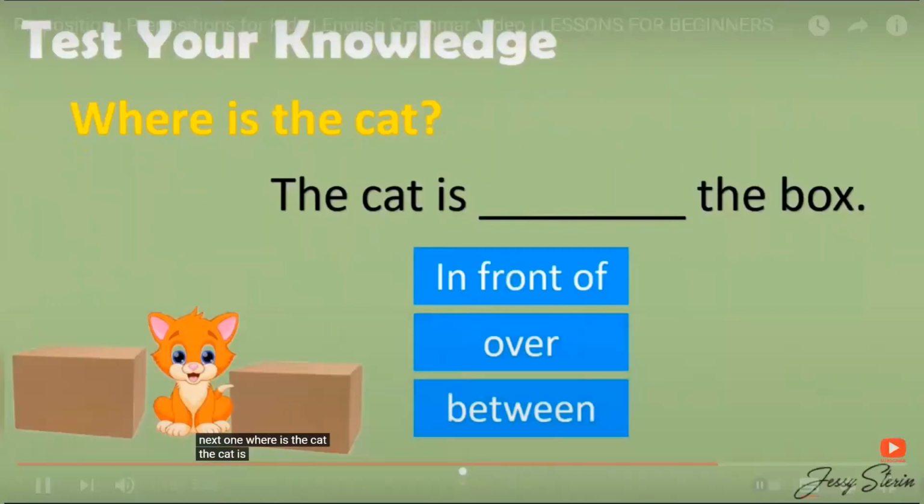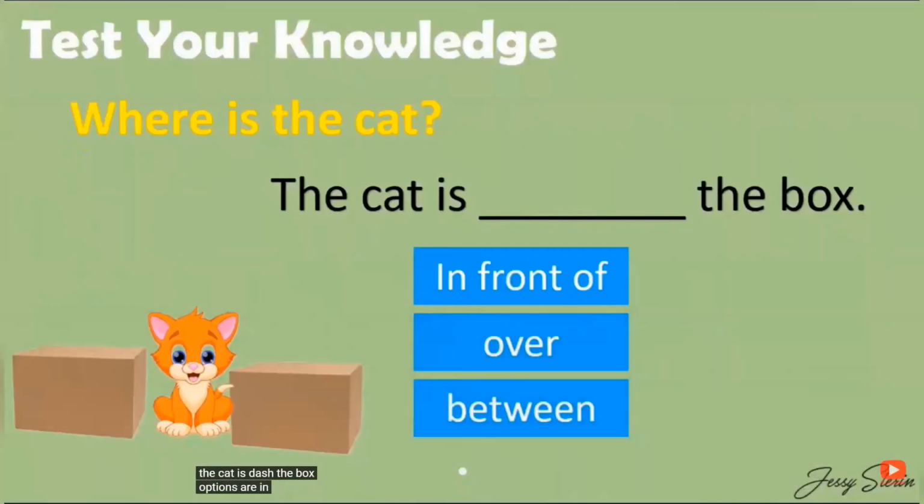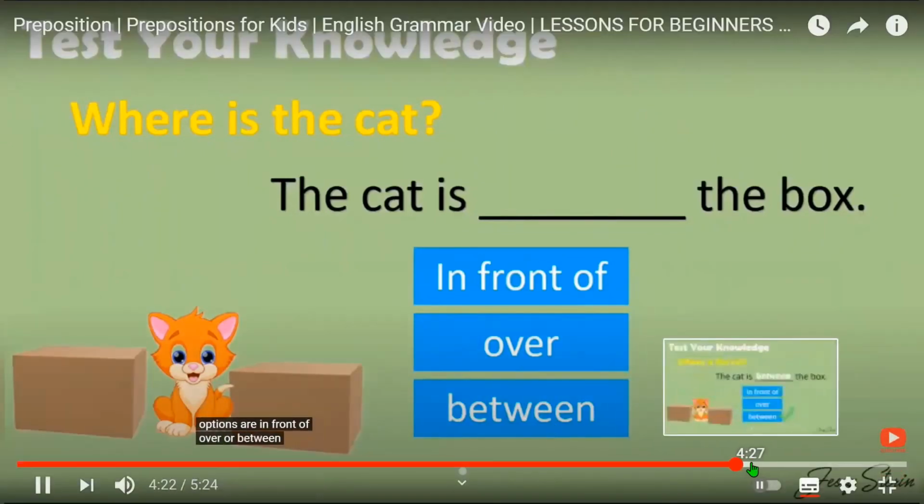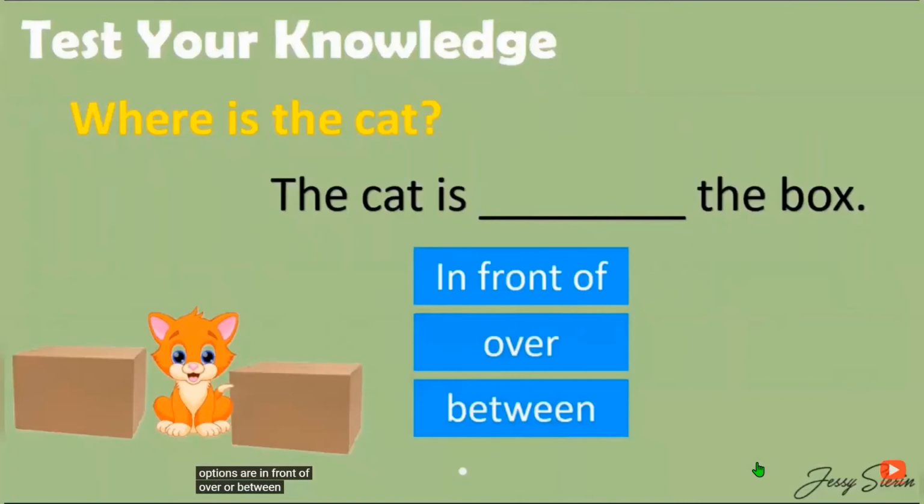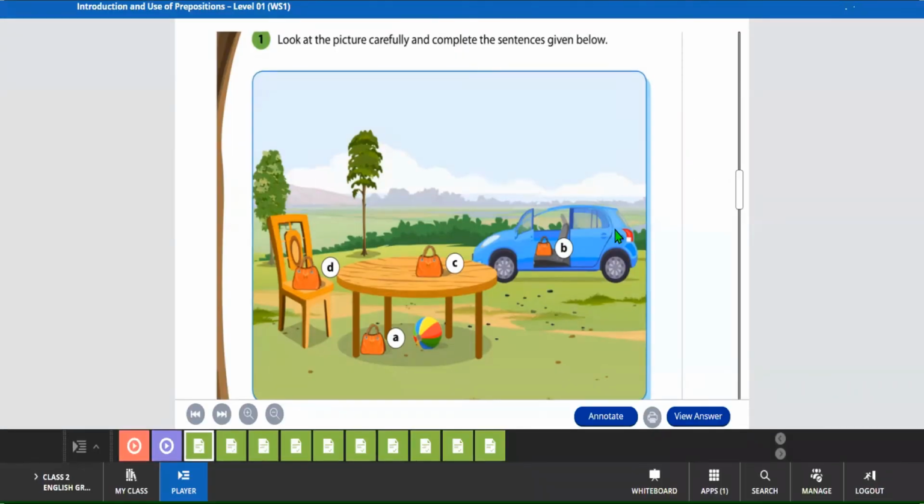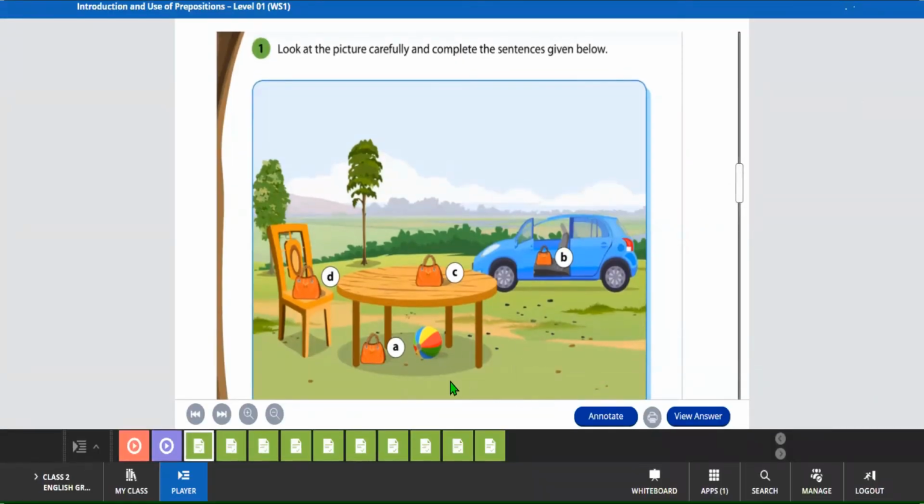The cat is dash the box. Options are in front of, over, or between. The correct answer is the cat is between the boxes. Tell me the first position, that is A. Who is going to tell me the position of the bag? Savi, tell me position A. Ma'am, under. Very good. It is under. This bag is under. Let me just write down. Under.